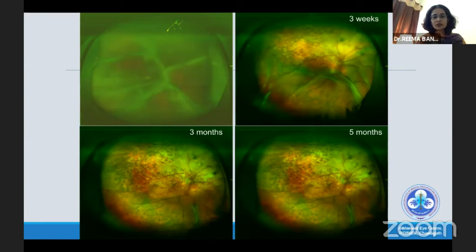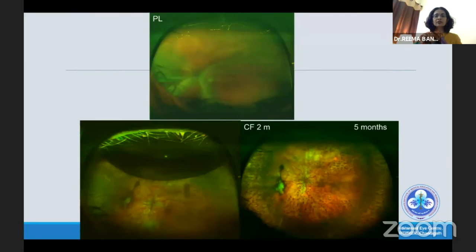Now, sorry, this is only the right eye. Baseline, 3 weeks, 3 months, and 5 months. Now we have the classical findings of chronic VKH, and only after a long course of steroids. Similarly, the left eye, which underwent a vitrectomy, probably a diagnostic vitrectomy was not required, but when she was not responding to anything, and this gave us a clue when the retina started settling, subretinal fibrosis.